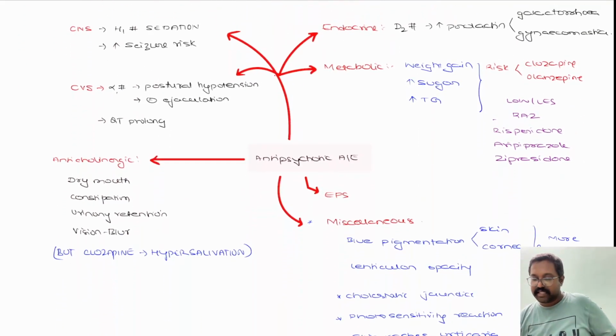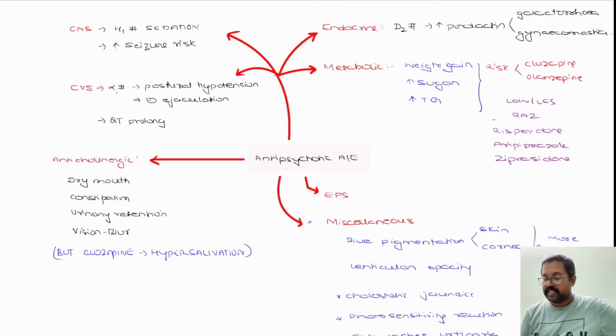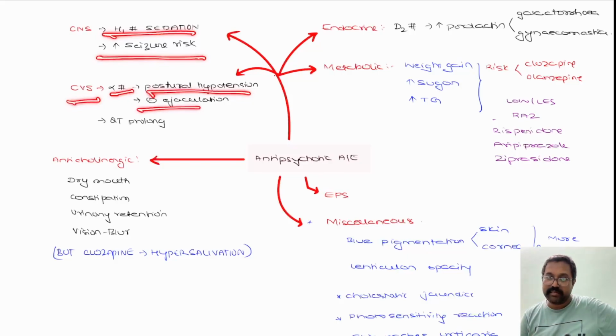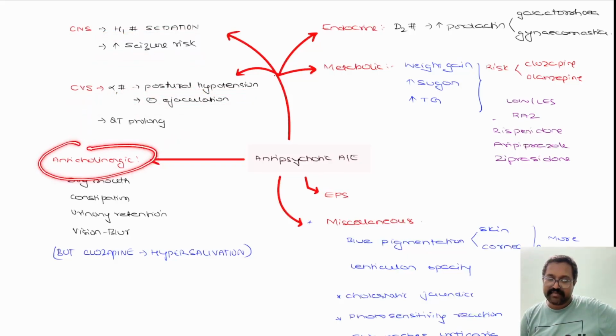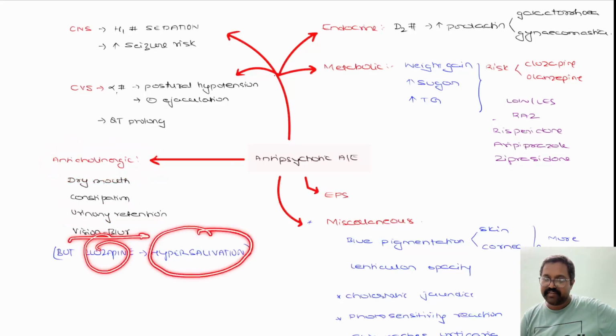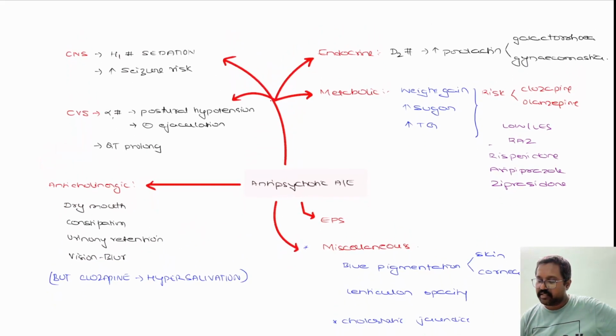Now, antipsychotic side effects based on their system. In the CNS, it causes sedation through H1 blocking activity, and it increases the risk of seizures. In the cardiovascular system, blocking the alpha receptor causes more postural hypotension, inhibited ejaculation and QT prolongation. Anticholinergic side effects are dryness of the mouth, constipation, urinary retention and blurring of vision, but clozapine will cause hypersalivation. In the endocrine system, D2 blocking will cause hyperprolactinemia, leading to galactorrhea and gynecomastia.